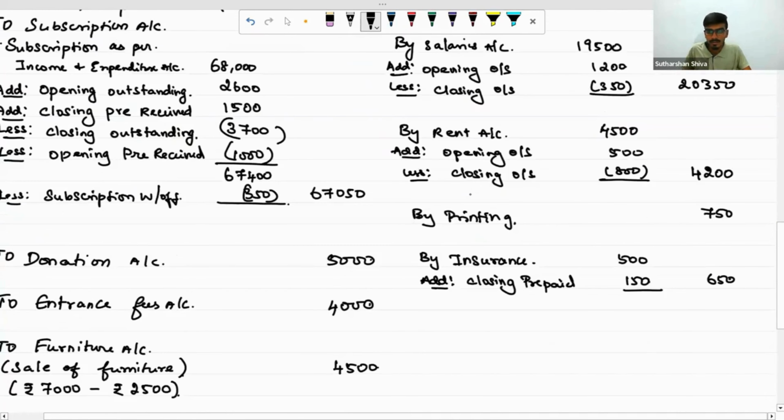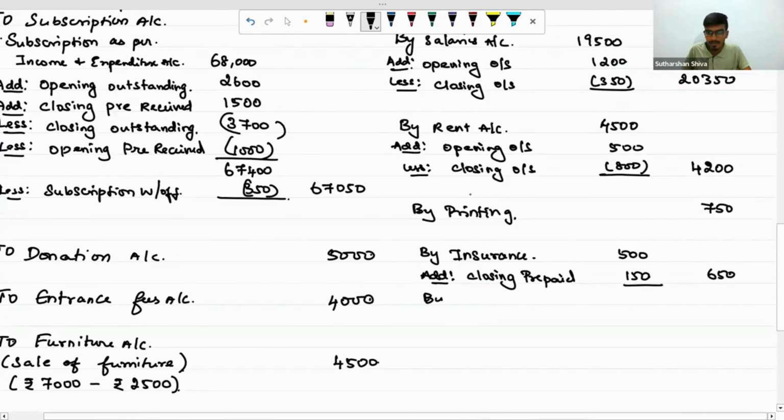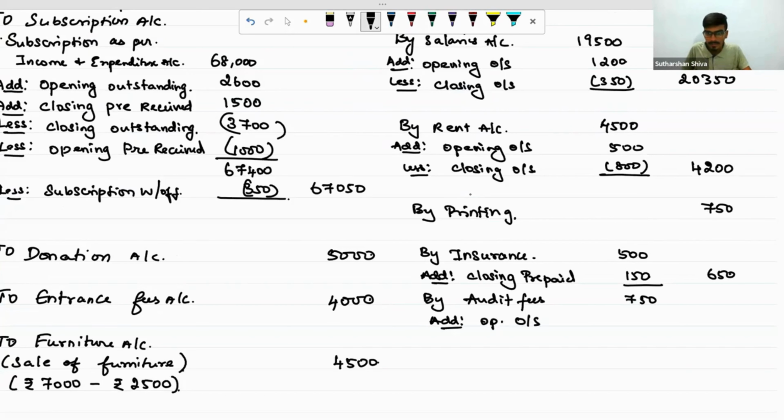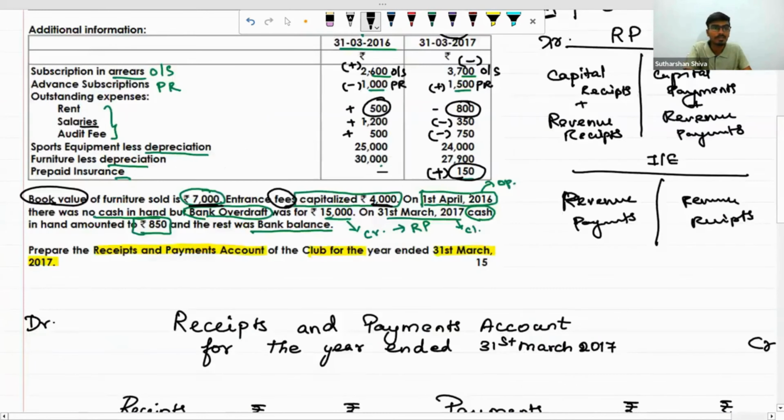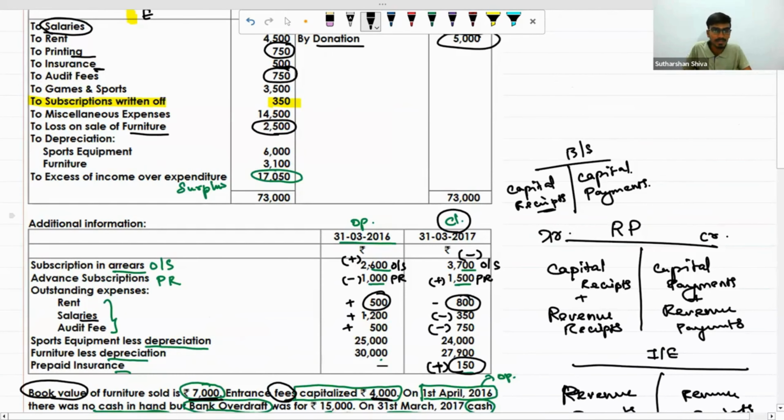Audit fees. Write down by audit fees. What audit fees value have they given? 750 they have given. Add opening outstanding, less closing outstanding. Opening outstanding is 500. Closing outstanding is 750. Final value is going to be 500. Okay, audit fees is done. We are done with simultaneous adjustments also.